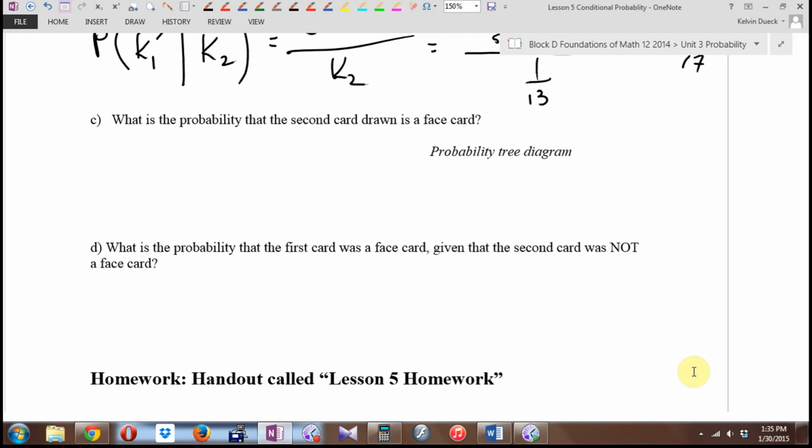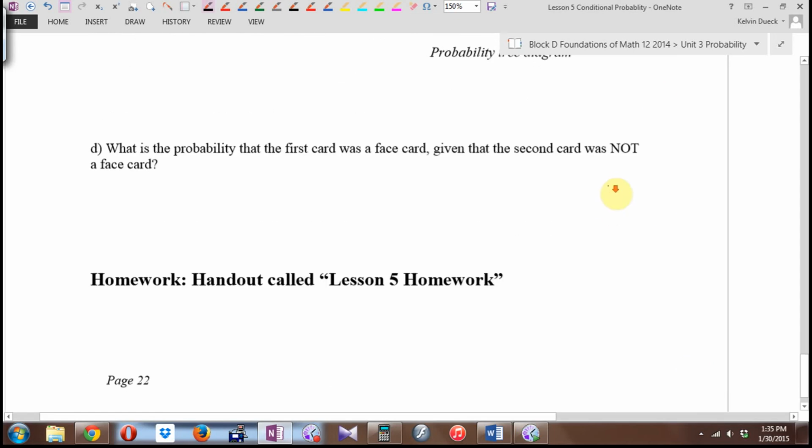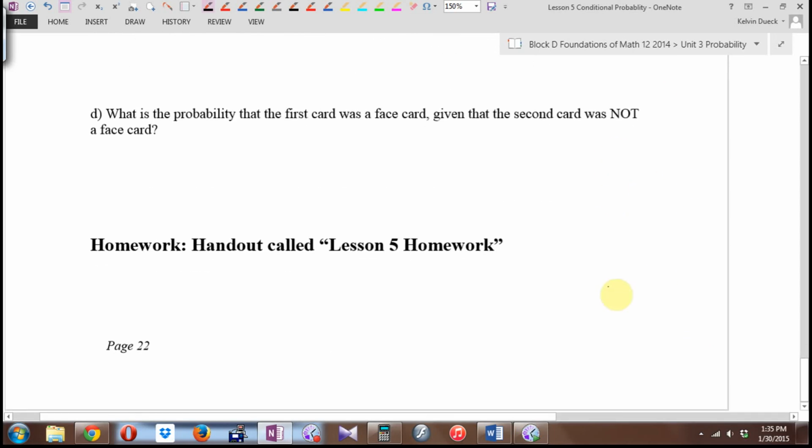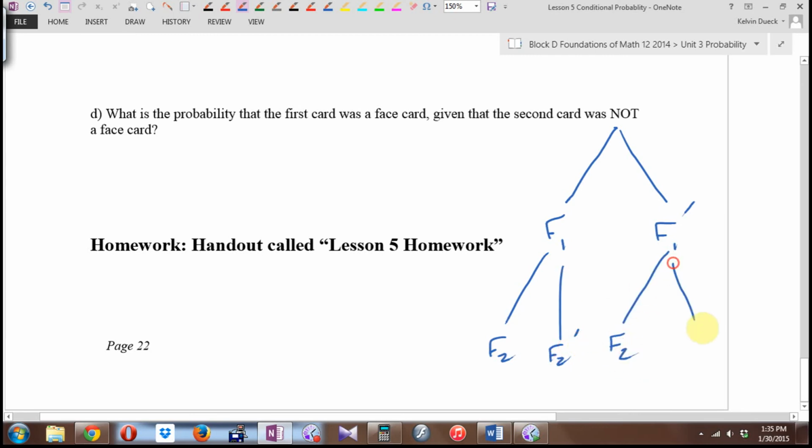You know what? I think I'm going to have to do a tree. And the second card being a face card depends. You know what it depends on? Whether the first card was a face card or not. I've got to be more specific. So it's going to be F1, not F1, F2, not F2. There's my tree. I'm going to do it down here. I've got more room. So F1, not F1, F2, not F2, F2.